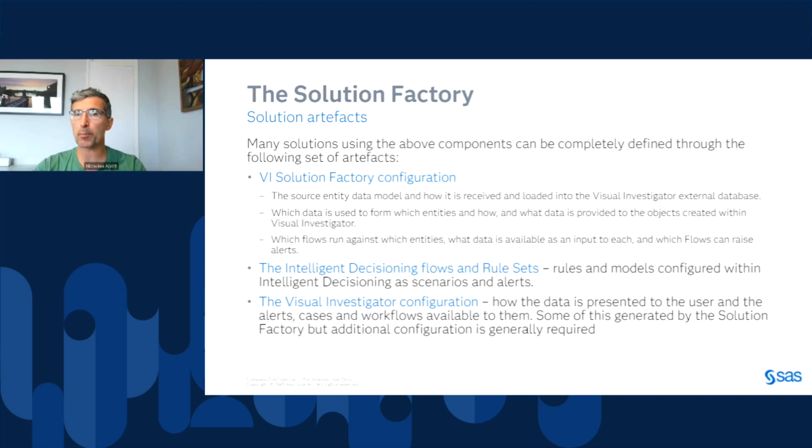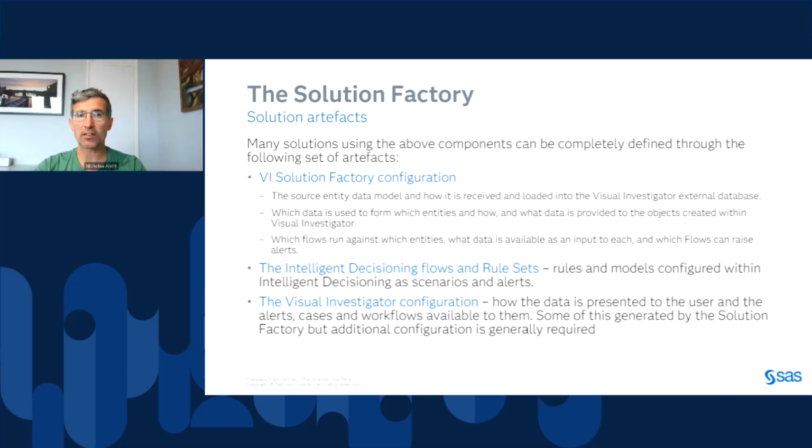So we're scoring a supplier, but we want information about their invoices, for instance, or we're scoring an invoice and we want information about other invoices from the same supplier. And which flows raise alerts within Visual Investigator, and which maybe are there just to create scenario-fired events.